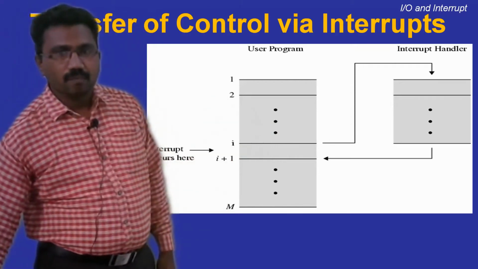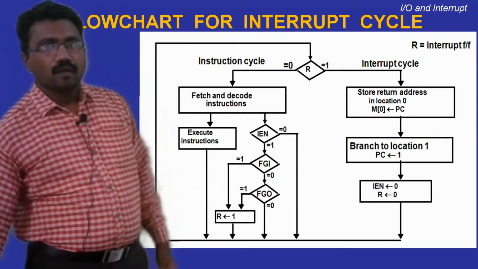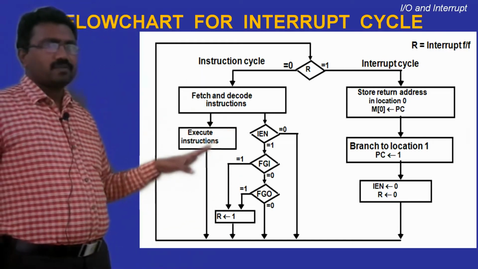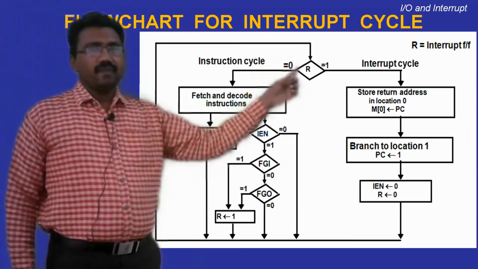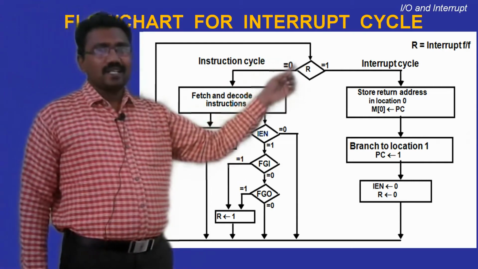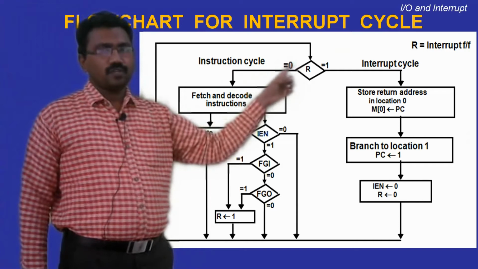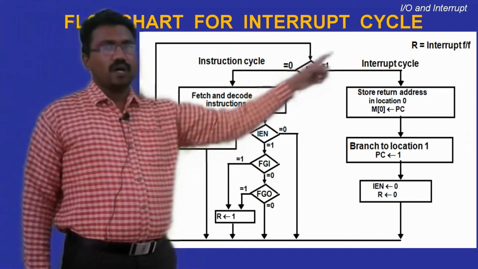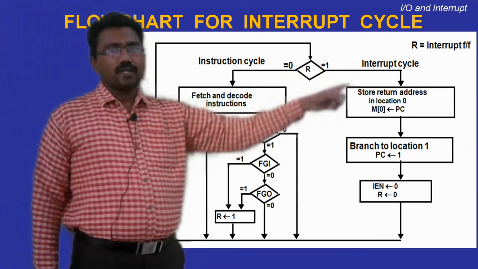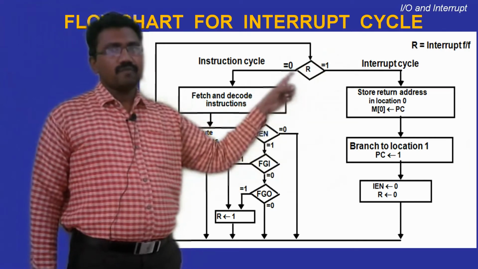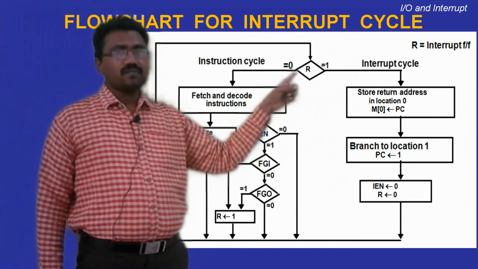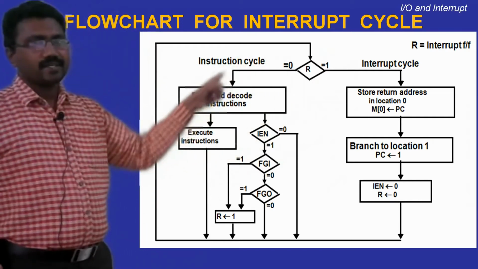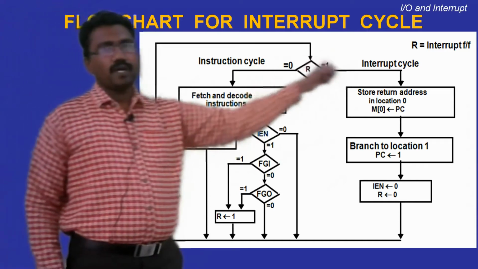Now we'll see the basic computer interrupt cycle. This is the flow chart for the basic computer interrupt cycle. Here R is a flip-flop, called the interrupt flip-flop. If it is equal to 0, control enters into the instruction cycle. If it is equal to 1, control enters into the interrupt cycle. After execution of every instruction, the processor will check the interrupt flip-flop R. If it is equal to 0, it enters the instruction cycle. If it is equal to 1, the interrupt cycle.